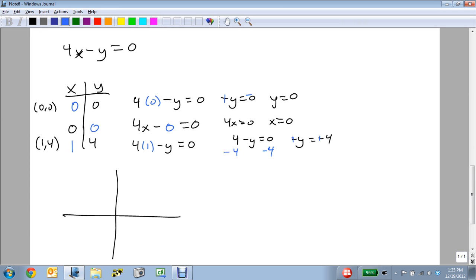And this then gives me my graph at 0, 0, and 1, 4, and now I can draw in my line. But I had to come up with an extra point because I only had the one intercept.